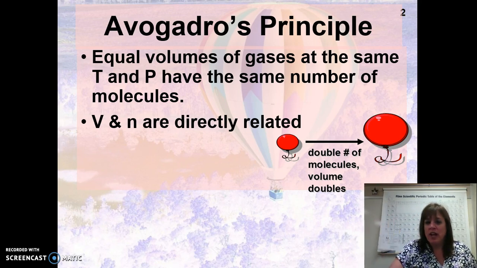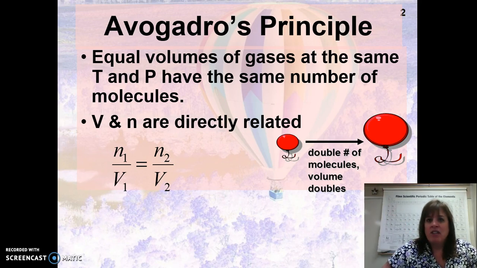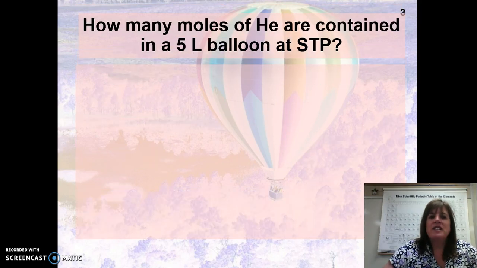So his equation, a direct relationship equation, is one divided by the other. The amount in moles divided by the volume in liters at one condition is equal to the amount in moles divided by the volume in some other condition. That's Avogadro's principle. So let's try some.